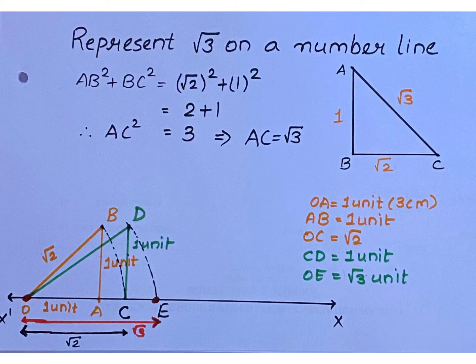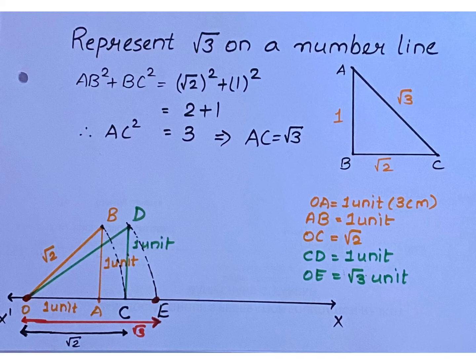So, in triangle ABC, where B is 90 degree, AB square plus BC square, we have taken AB is equal to 1 and BC is equal to root 2. So, root 2 whole square plus 1 square. Square of root 2 is 2 and square of 1 is 1. So, it is 2 plus 1 is equal to 3. So, AC square is equal to 3 and we get AC is equal to root 3.